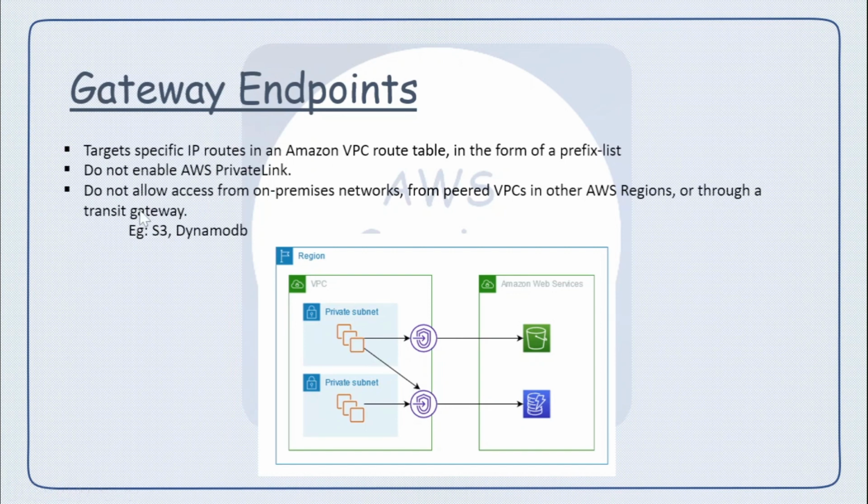It does not allow access from an on-premises network, from a peered VPC in another region, or through a transit gateway. So it does not allow any of these communications. If you want this type of communication to be enabled, then you have to go for an interface endpoint. Only two services allow a gateway endpoint, S3 and DynamoDB. But S3 allows both types of endpoint, gateway and interface endpoint.